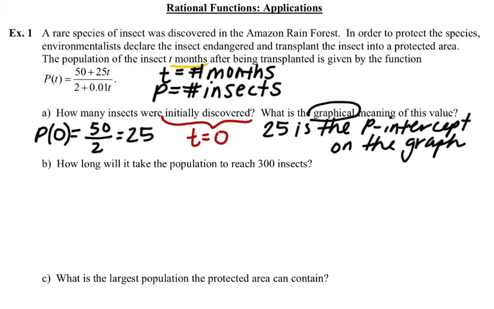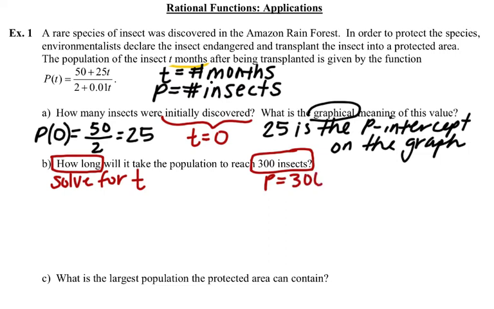Moving on to part B. How long will it take the population to reach 300 insects? So focus on first what the question's asking. It's asking for how long it's going to take for this to happen. Look at your variables and decide if we're looking for how long it takes, are we solving for t, the number of months, or p, the number of insects? So if we're looking for how long, then essentially we want to solve for time, for t, the number of months. And then what's given to us, 300 insects, that's my population. So that's telling me that I need my p to equal 300.